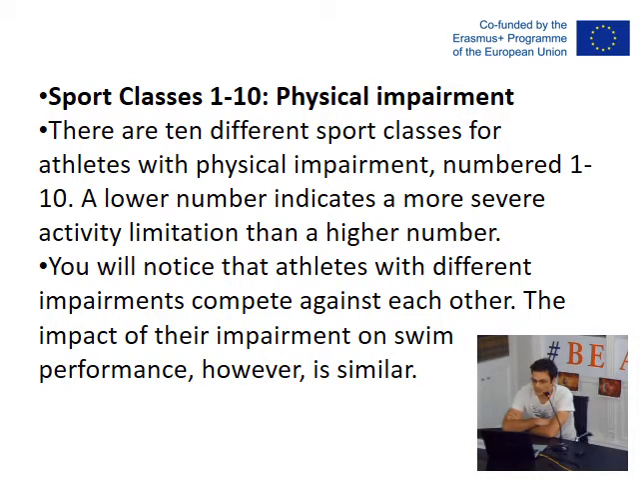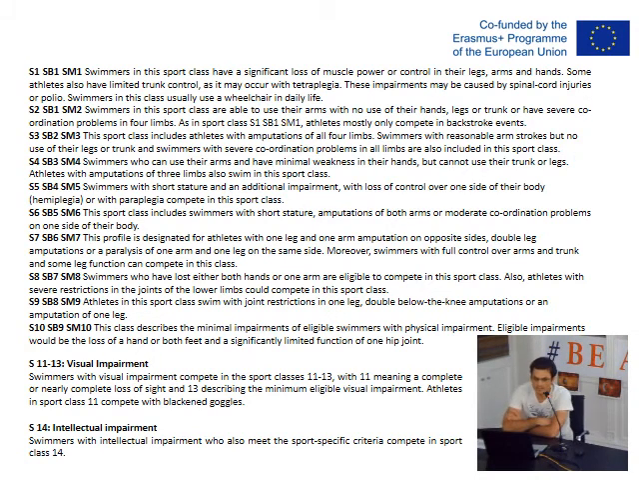You will notice that athletes with different impairments compete against each other. The impact of the impairment on swim performance, however, is similar. So in the same category, we have, for example, a swimmer with CP and a swimmer with one limb or two limbs missing, so neurological problems and physical limitation. S1 to S10 is physical impairment, S11 to S13 is visual impairment, and S14 is intellectual impairment.